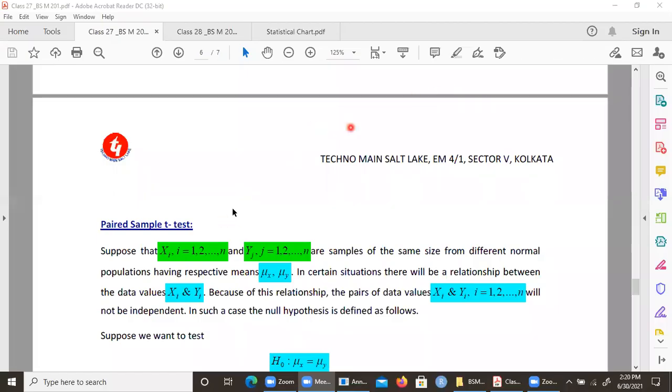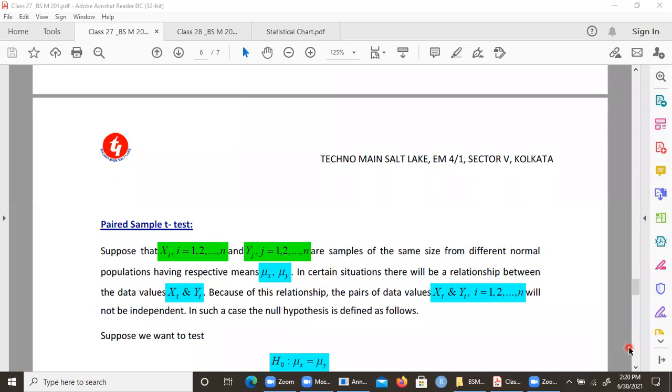So in this session, I'm going to explain another aspect of t-distribution, which goes by the name paired sample t-test. Here, I'm not going to explain again the notion of p-value. I'm going to explain in which situations this paired sample t-test is used, and what is the corresponding test statistic. The notion of p-value will remain the same.